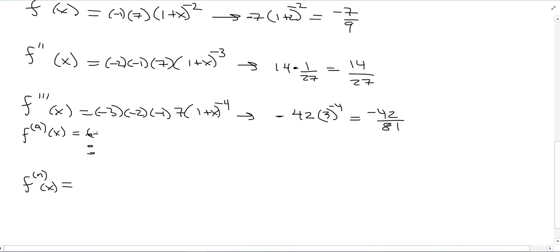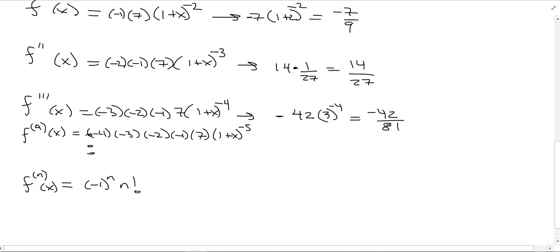you will have a negative 4 times a negative 3 times a negative 2 times a negative 1 times the 7, and then 1 plus x to the negative 5. So when it's the fourth derivative, you will have 1, 2, 3, 4 negatives, and you have 4 times 3 times 2 times 1. So the nth power is matching the factorial and the number of negatives. So this will be negative 1 to the n times n factorial, right? Notice when I'm taking the fourth derivative, 1, 2, 3, 4 negatives. Third derivative, 1, 2, 3 negatives. So nth derivative, I'm going to have n negatives.